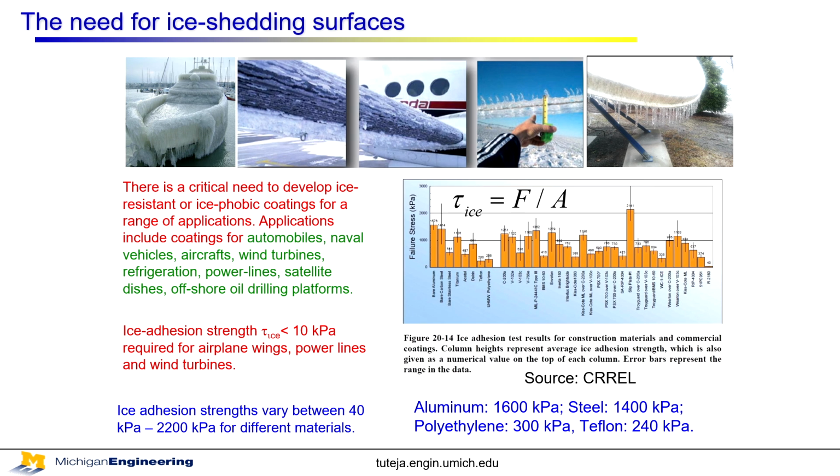That's been well studied, it's well documented. This is from CRREL, which is the Army's lab on snow and ice. If I look at metals like aluminum and steel, typically the values are in the 1,000 kilopascals or higher. Polymers do a lot better, on the order of 200 to 300 kilopascals.